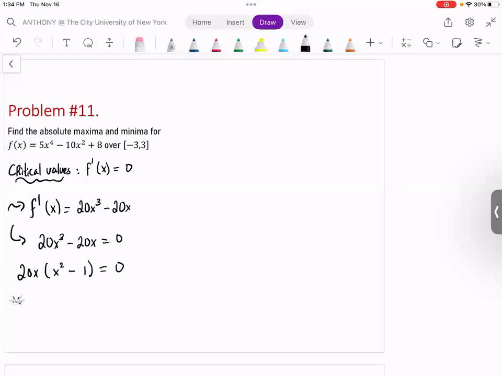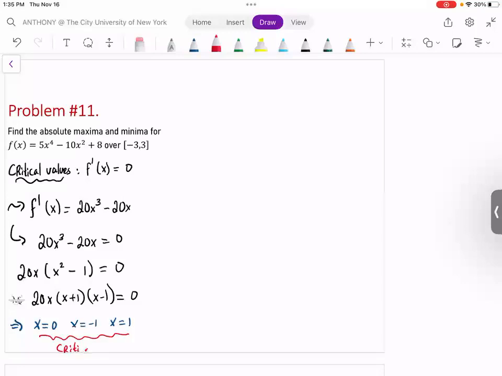Now, you can continue to factor this because when you look at x squared minus 1, it's a difference of two perfect squares, which is x plus 1, x minus 1. So you have 20x times x plus 1 times x minus 1 is equal to 0. And you can solve for x. If you solve for x, the three values you'll get is x equals 0, x equals -1, and x equals +1. So these are your critical values.